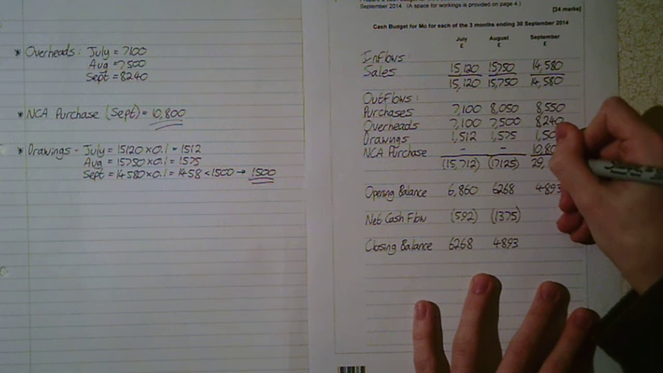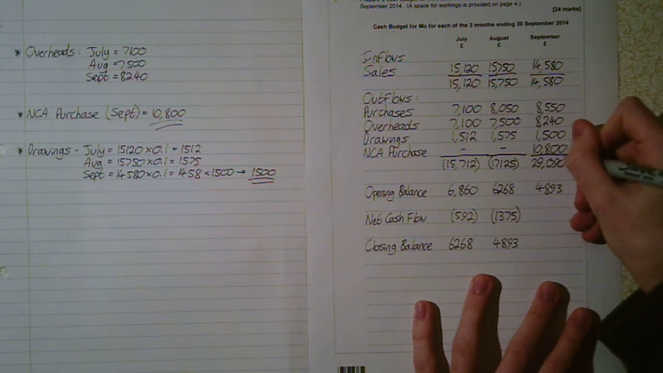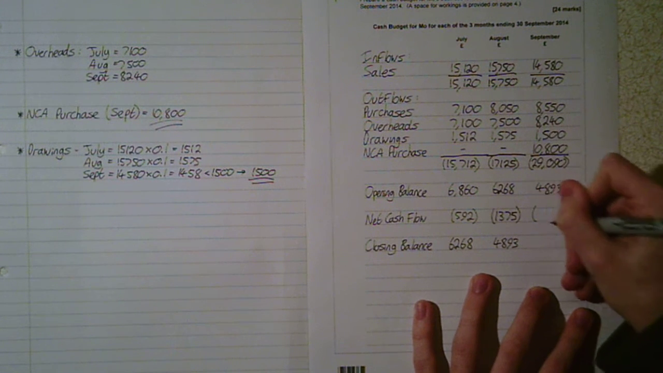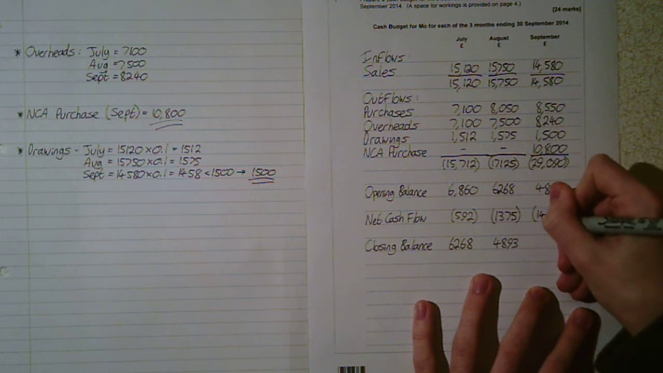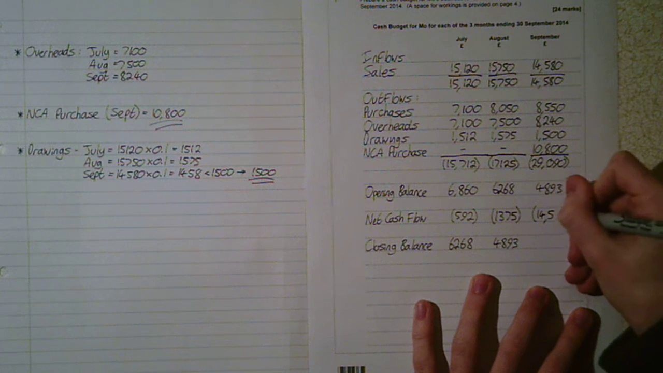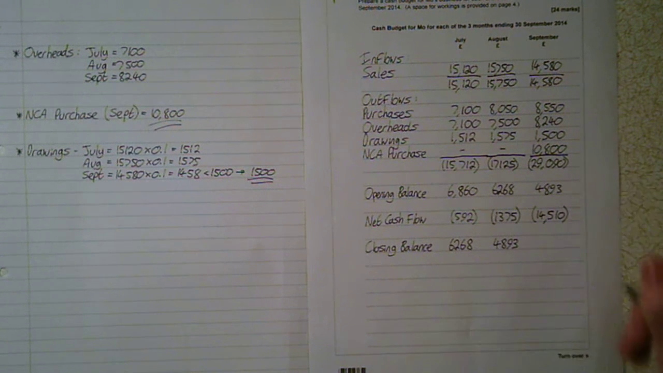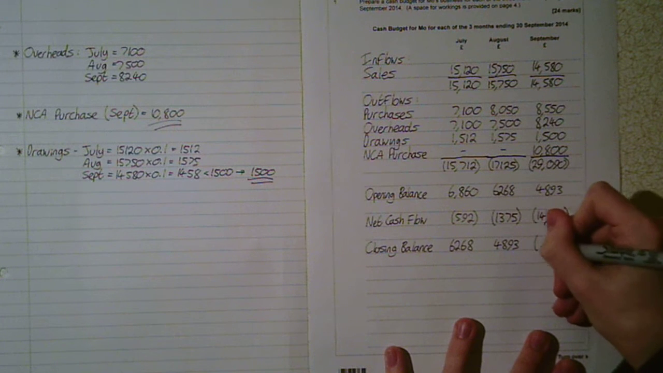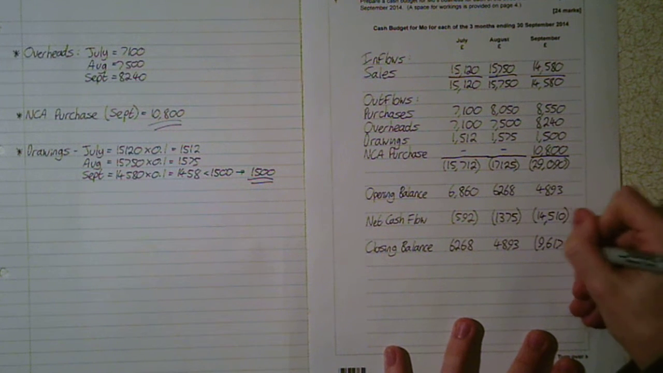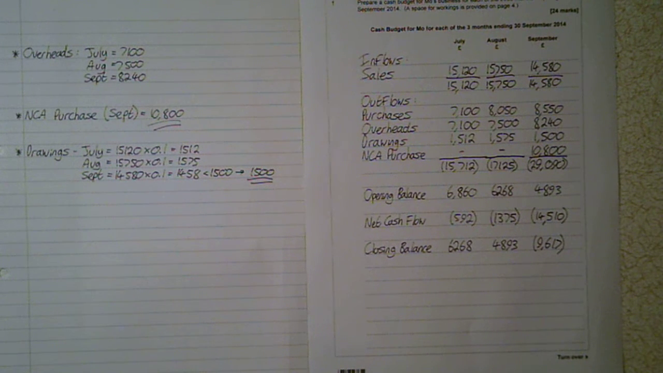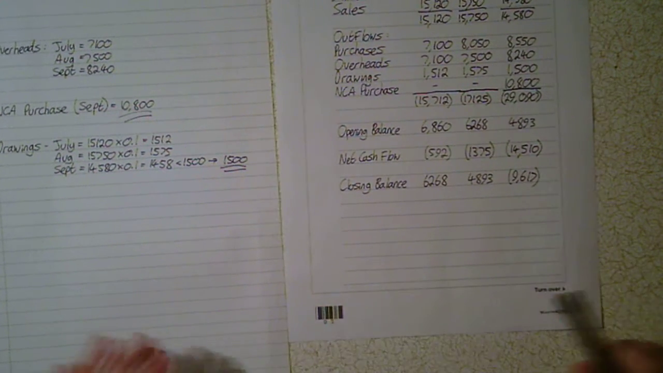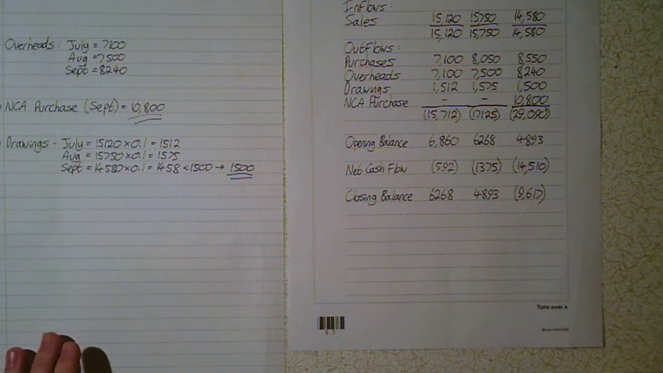Negative 29,090. So net cash flow for this month is 14,510 negative, going into a closing balance of 9,617 negative. So you could consider, if there was a narrative question for this, does Mo have an overdraft facility? He's negative. And that's it really.